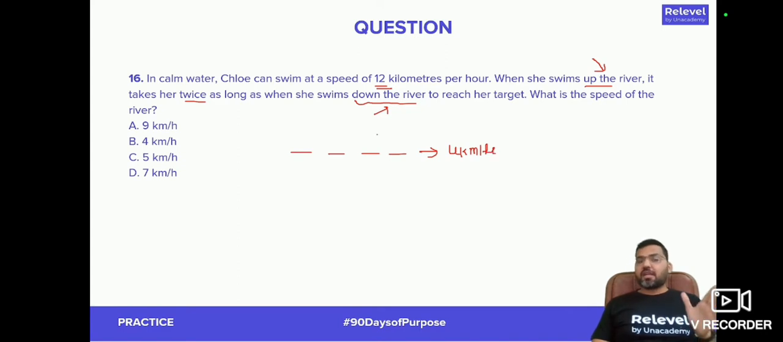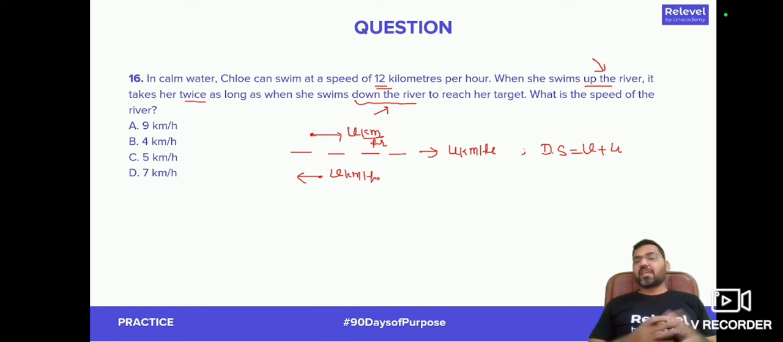So swimming down the river means you are swimming in the direction of the river, in the direction of the water. Let's say you are swimming at a speed of v kilometers per hour in the direction of the water, then that will be called swimming down the river, or the downstream speed, and it will be v plus u. When you swim against the direction of the water, that means you're moving up the river. That's called the upstream speed, and that speed would be v minus u. Obviously, downstream speed will always be more than the upstream speed, because here the water speed is also added to your speed.